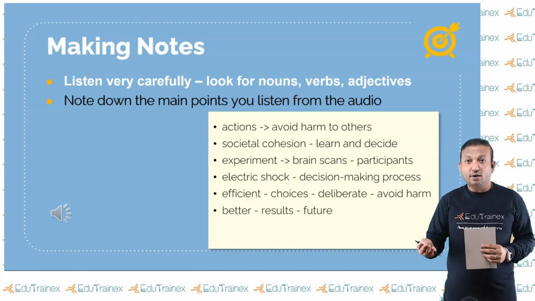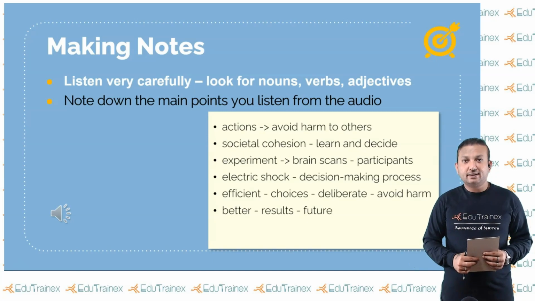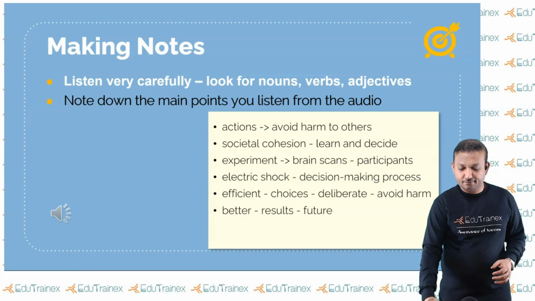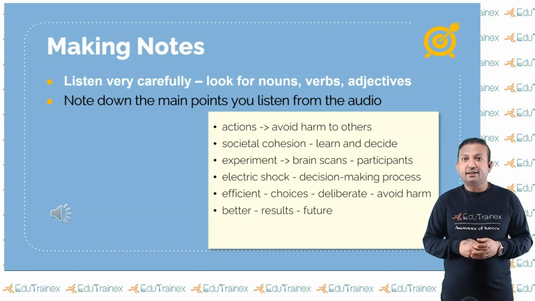Actions, avoid harm to others, societal cohesion, learn and decide, experiments, brain scans, participants, electric shocks, decision-making process, efficient, choices, deliberate, avoid harm, better results, future. As I said, try to write down as many words as possible. But around 9 to 10 keywords will definitely help you.